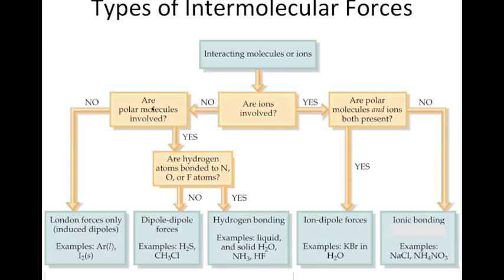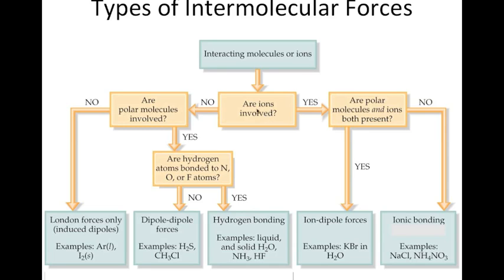If the molecules that are interacting are polar, then we have to ask ourselves, are hydrogens bonded to nitrogens, oxygens, or fluorines? If no, then the molecule cannot form hydrogen bonds. It can only form dipole-dipole interactions. If the molecule does have hydrogens directly bonded to nitrogen, oxygen, or fluorine, then the molecule can form hydrogen bonds. As we mentioned, if it forms hydrogen bonds, it can probably also form dipole-dipole and London dispersion forces, but hydrogen bonds are generally the strongest type of interaction that it can form.